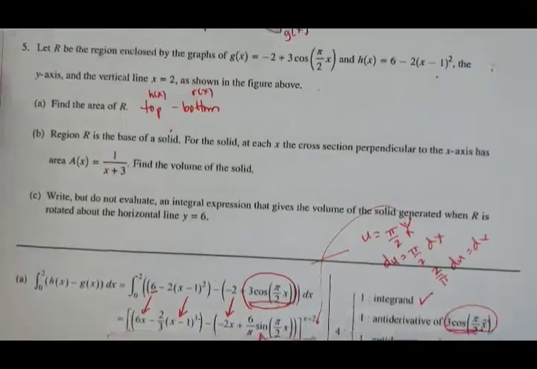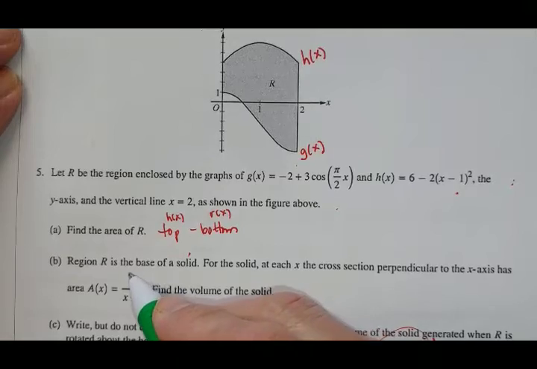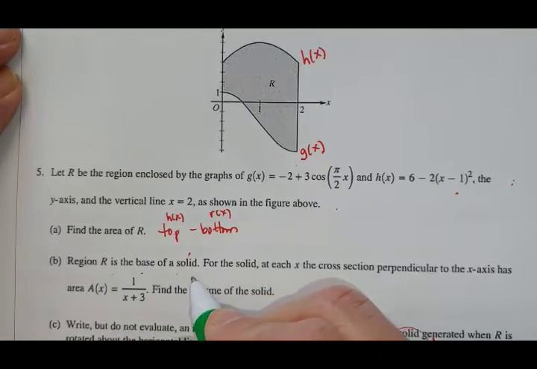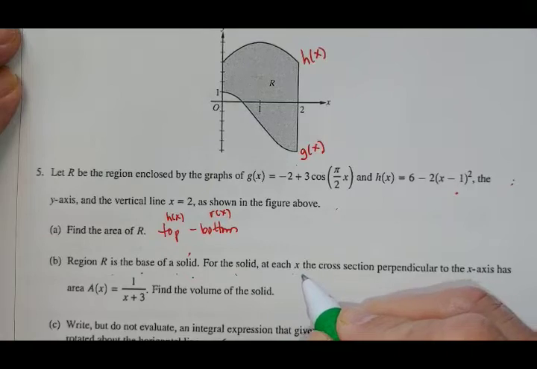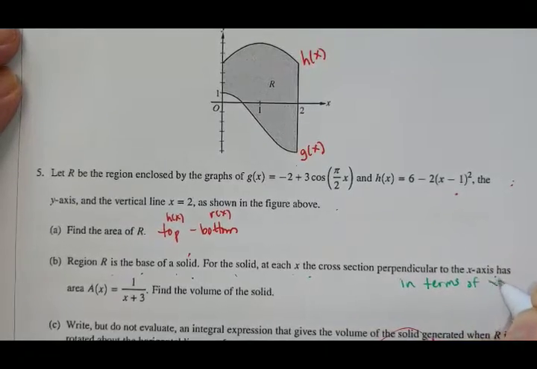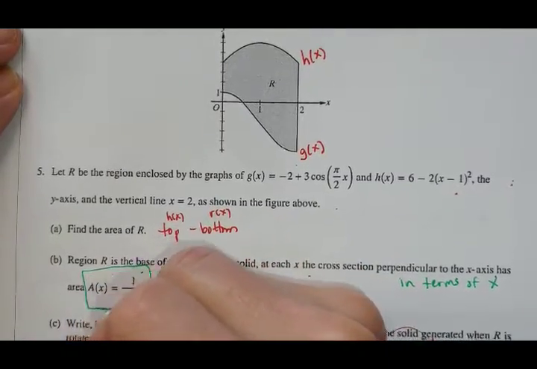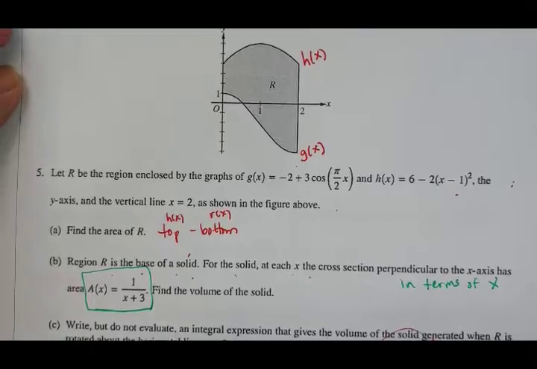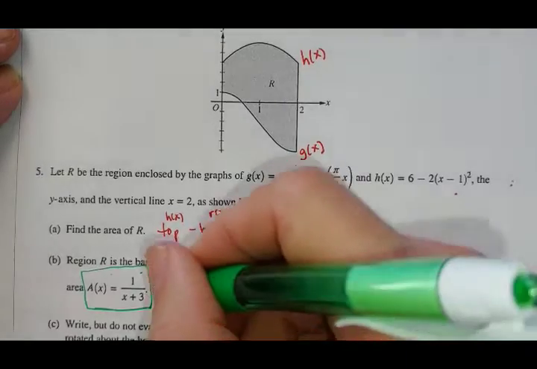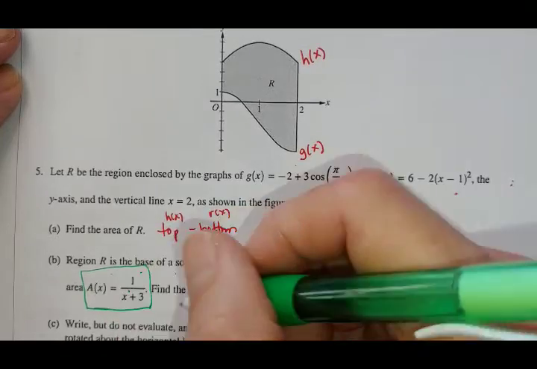For part B, the area of the region, region R, is the base of a solid. For the solid at each x, the cross sections are perpendicular to the x-axis, so that tells us we are in terms of x. And the area formula, notice they're already giving me the area formula. It's not like a square or a triangle or a semicircle where I create the area formula. It's already given. So the area formula is ready to go. I don't have to do anything to get it ready.